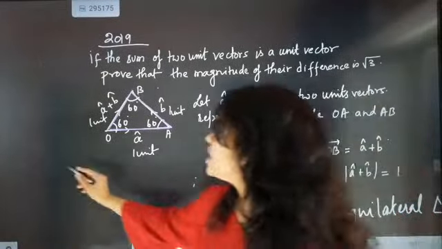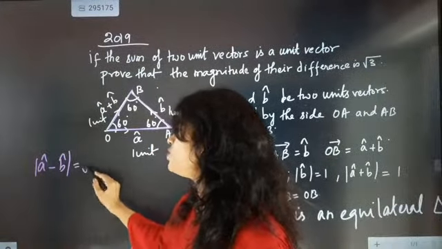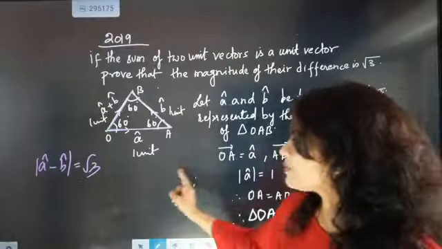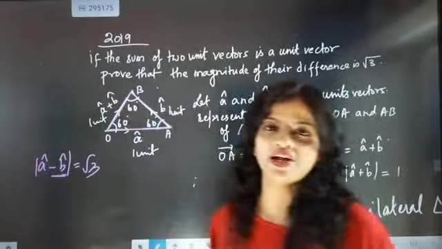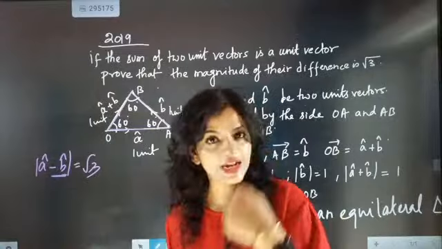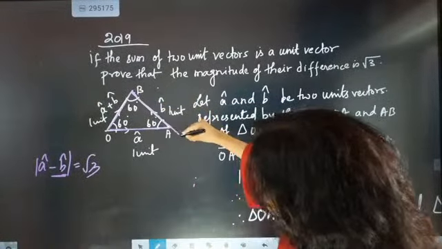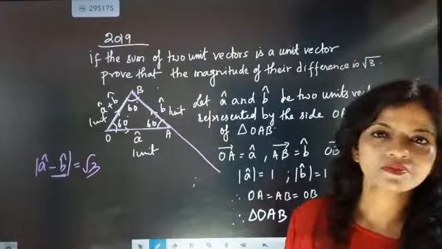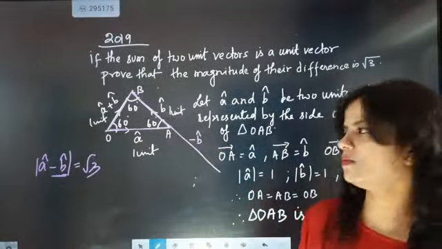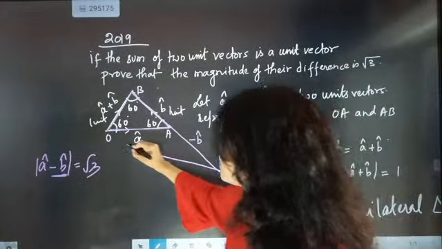Your question is, you have to prove that the magnitude of A cap minus B cap will be equal to root 3. This is what you have to prove. That means you need the negative of B vector. To get the negative of B vector, what do we have to do, beta? We have to just extend it in this direction. So now this part will become the negative of B vector, and then we are going to join this one.